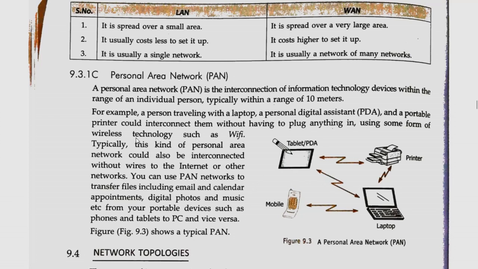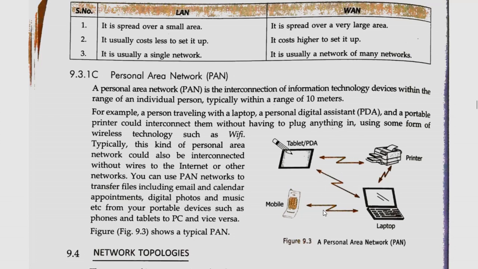That can be done with the help of wireless technology such as Wi-Fi. Typically, this kind of personal area network could also be interconnected without wires to the internet or other networks. You can also use wired communication here. Suppose you have a data cable, through it you can also create these connections within the 10 meters range, and if you want a Wi-Fi connection, you can use that too. Whatever communication is done for a particular individual will be considered under PAN.